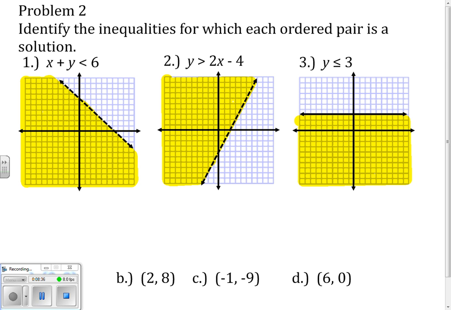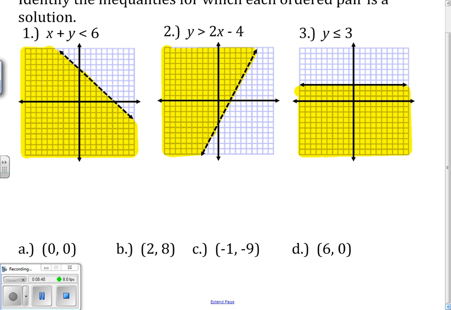All right, problem 2. You're supposed to identify the inequalities for which each ordered pair is a solution. So all they're asking you to do is to look at the graph. If the ordered pair falls in the shaded region, it's a solution. So we're going to start with letter A. I'll do this one in red.